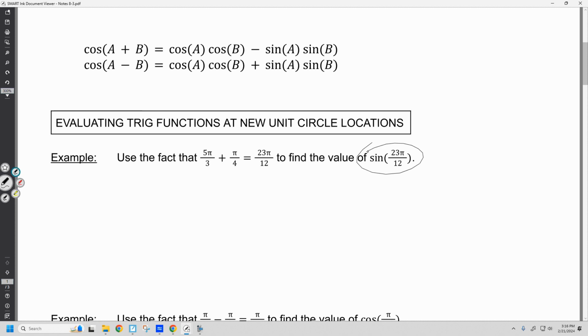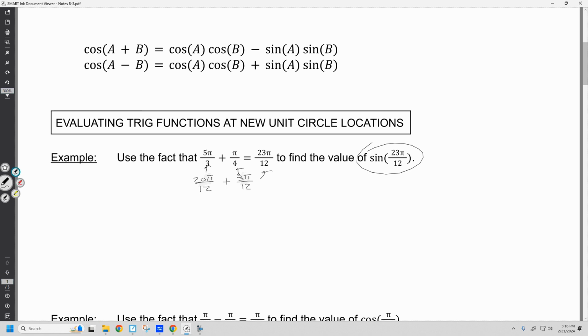So we know that 20 pi over 12 plus 3 pi over 12 equals 23 pi over 12. Would you guys agree with me? Cool. Would you agree with me that 20 pi over 12 is equivalent to 5 pi over 3, and that 3 pi over 12 is equivalent to pi over 4? Cool.